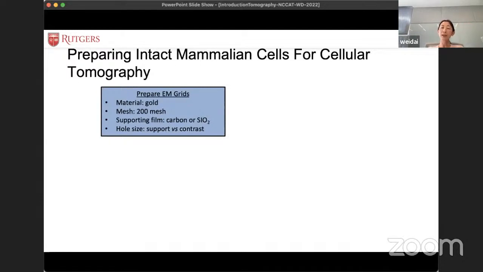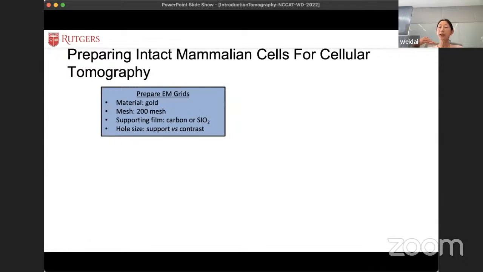Because of that, we often culture those cells, or we call it plating the cells, on the EM grid before we plunge freeze them. So you have several factors you have to consider. For example, what type of grid you want to use, and then what kind of mesh you want to pick.